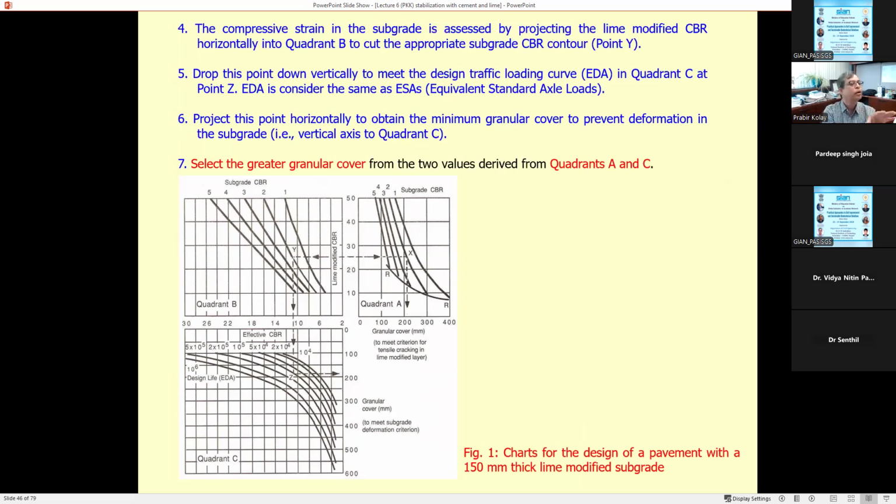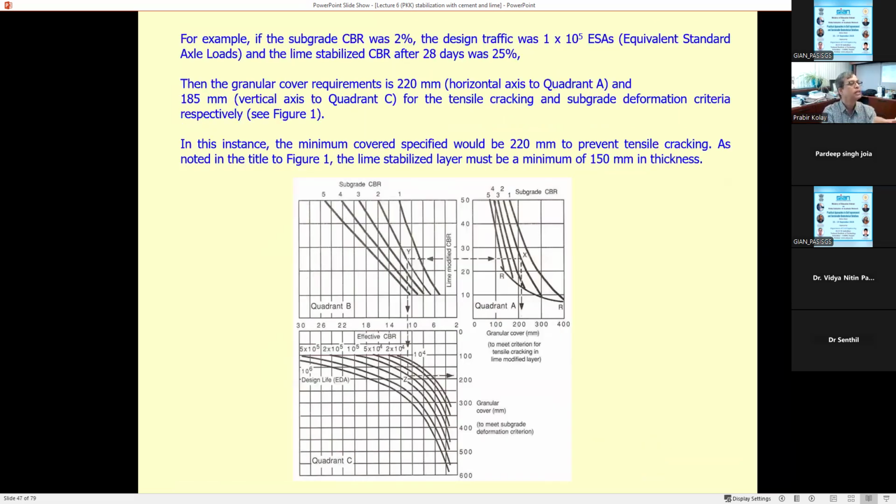Okay. So I'm not going to go into detail, but you can easily find out all these different quadrants A, B, and C. This is for the subgrade soil CBR. This is for the subgrade soil with the lime modified. This is the effective CBR for the design load, and you can find out how much cover is required for the lime stabilized soil. So this is the same thing again.